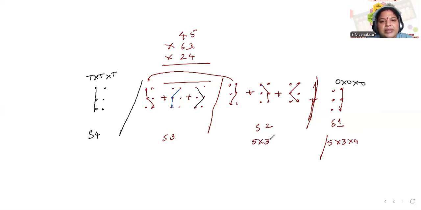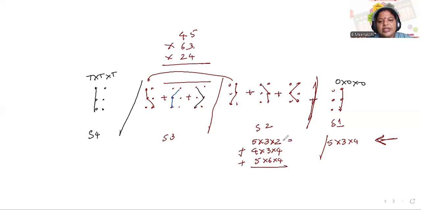Since I'm explaining to you, I'm writing all the steps. Once you get accustomed to this pattern, there is no need of this particular step that I'm writing. Okay? Plus tens into ones into ones: 4 into 3 into 4, plus ones into tens into 1: 5 into 6 into 4.